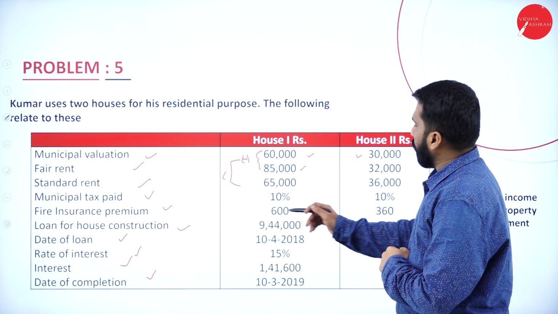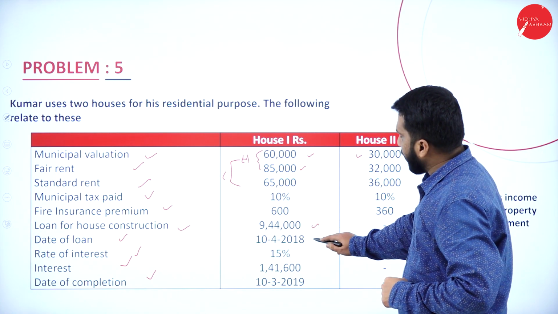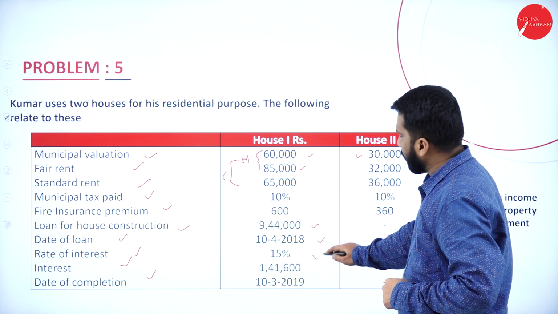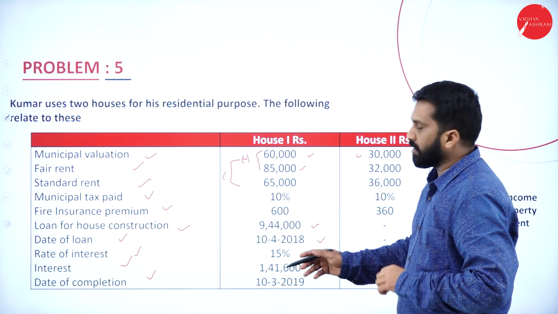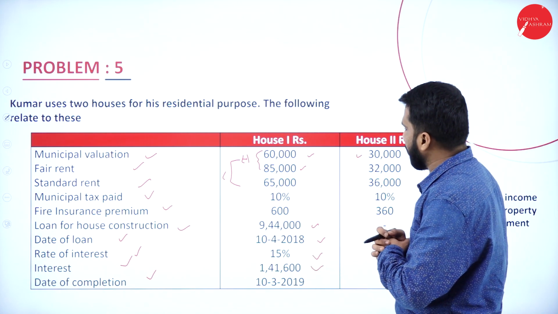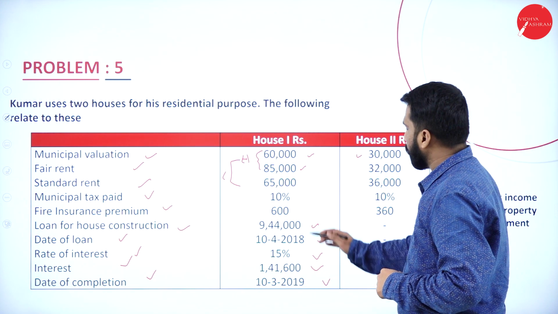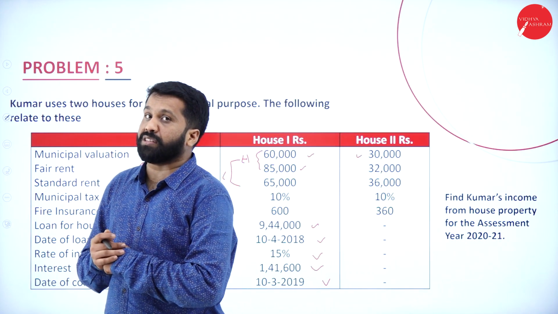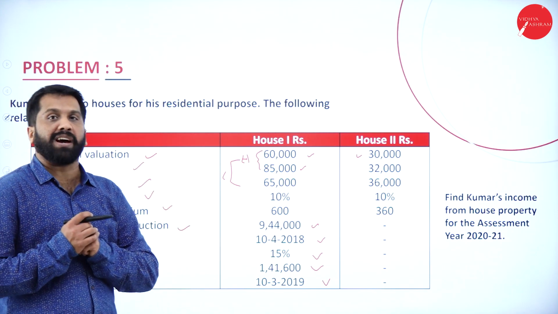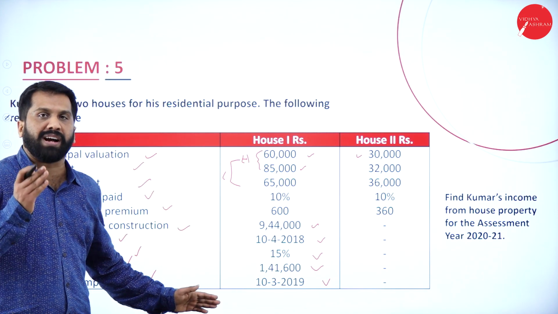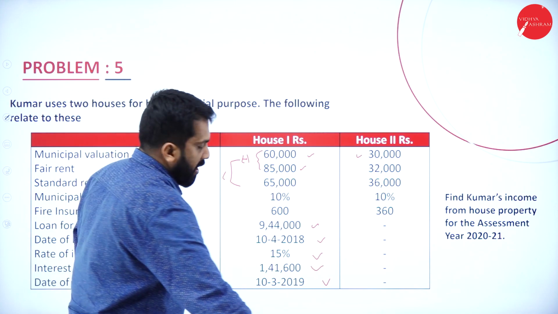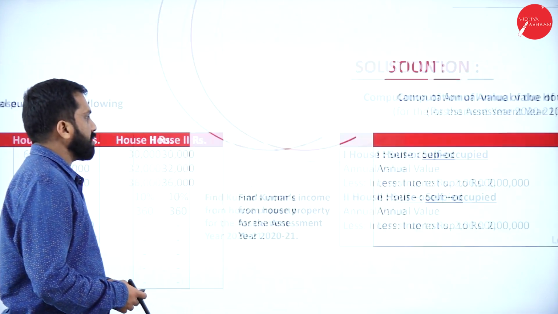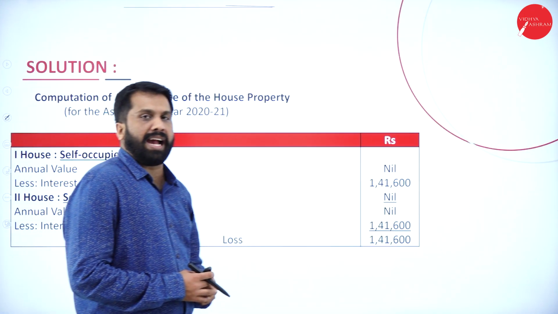So we have a loan for construction. This one has the date of loan taken, rate of interest, and the interest they have calculated and given, and the date of completion is also given. Date of completion in the sense it has to be completed within 3 years. Now it is 5 years, so it is completed in 1 year itself. Now we have all these informations. I'll go to the answer directly.